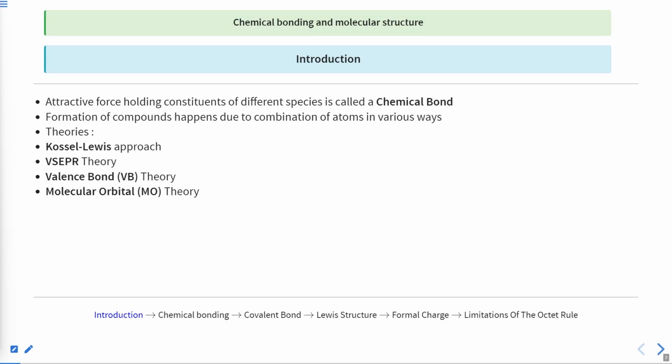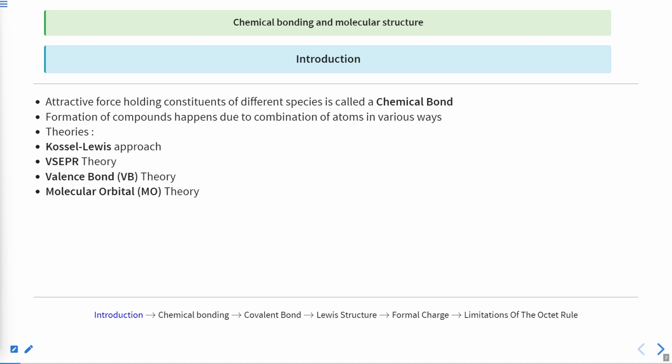So let us start today a new chapter, chemical bonding and molecular structure. Okay, so today we'll talk about the Kossel-Lewis approach basically, and we'll see some application of the Kossel-Lewis. There is one formal charge theory that is based upon Kossel-Lewis. So basically, today we'll see upon this, and look at the various aspects of this. In the coming lecture, we will see VSEPR theory, valence bond theory, and molecular orbital theory.